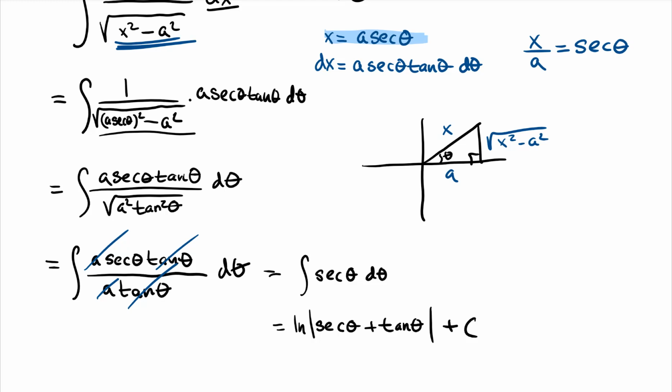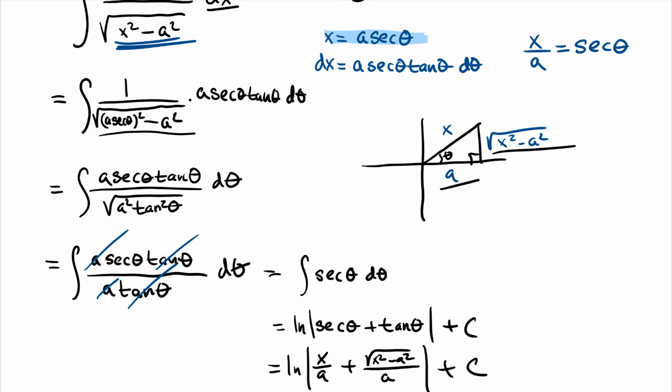Well, yeah, we already got secant. So this is equal to the natural log, and we already found out the secant was x over a. And now we just need tangent, which is going to be the opposite over the adjacent. All plus c. And there's our solution.